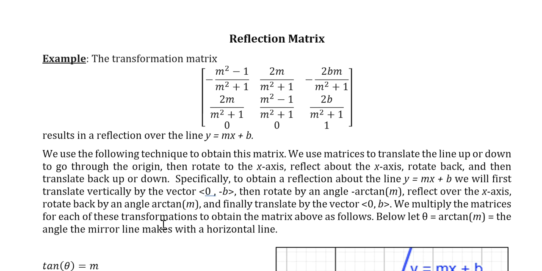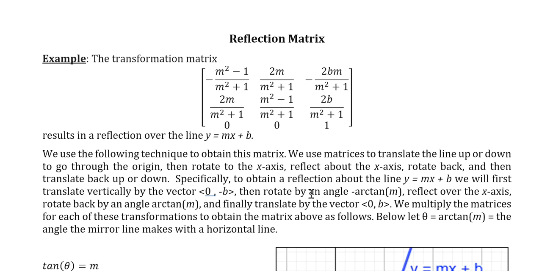Now, here's a reflection matrix. This one's a little more complicated, but it results in the reflection over the line y equals mx plus b. Now, how did I come up with that? Well, we're going to use matrices to translate the line up or down to go through the origin, rotate it to the x-axis, reflect over the x-axis, rotate back, and then translate back up or down.